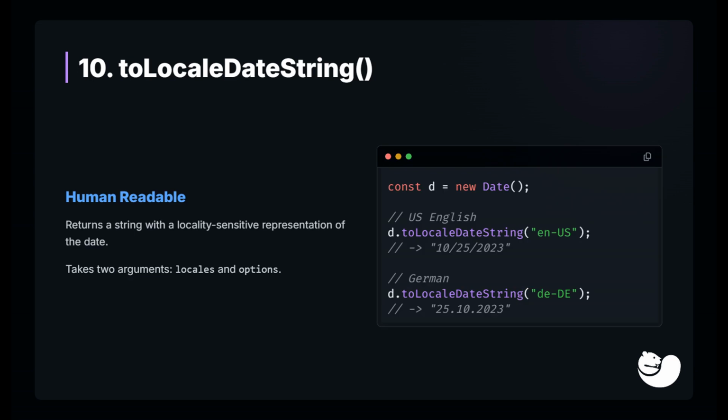While ISO is for machines, humans need dates in a format they recognize culturally. The toLocaleDateString method is your bridge to the user interface. By passing a locale code like en-US for American English or de-DE for German, the method automatically formats the date string to match local conventions, placing the month first for Americans or using dot separators for Germans. You can further customize this with an options object to specify whether you want the full month name, a numeric representation, or the weekday included. This abstraction saves you from writing complex switch statements to handle internationalization manually.